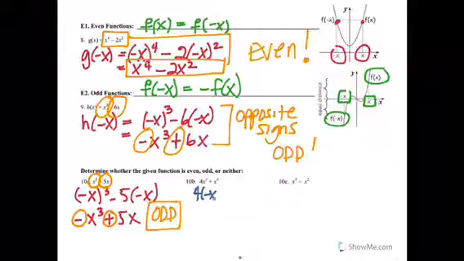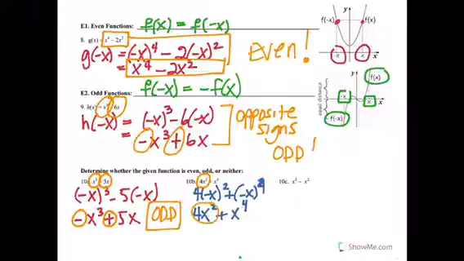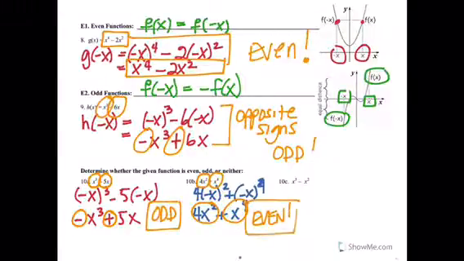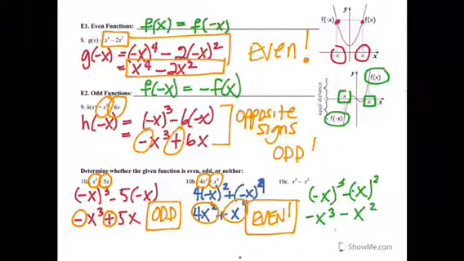Let's plug in negative x here. I get 4x squared plus x, plus x to the 4th. This was positive, this was positive, this was positive, this was positive. Because none of the signs changed, this guy is even. Try 10c and you'll notice that in the first case the sign changes, but in the second term the sign does not change. And that makes this one neither.